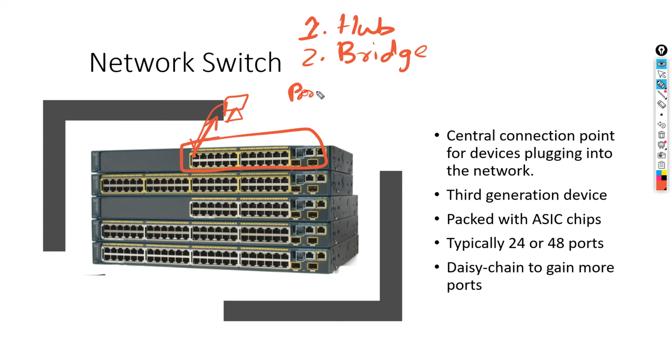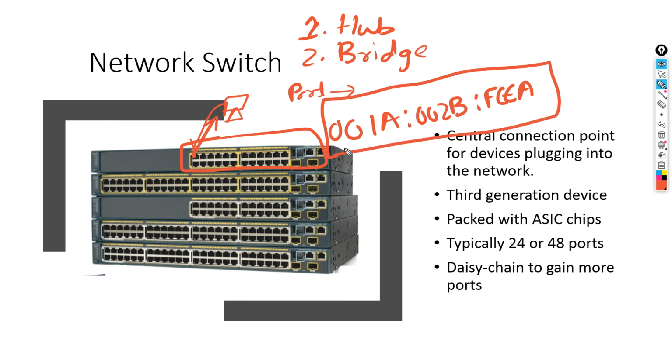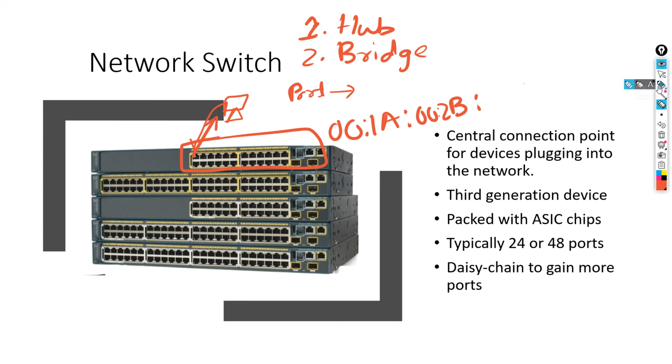Say on port 1, you have connected a MAC address of say 001A, and then 002B, and FCEA, something like that. The MAC address is actually 48 bits long, and it's 12 hex digits. So you can also write a MAC address like this. So if I take this one and go with this FC and EA, this could be the MAC address, right?